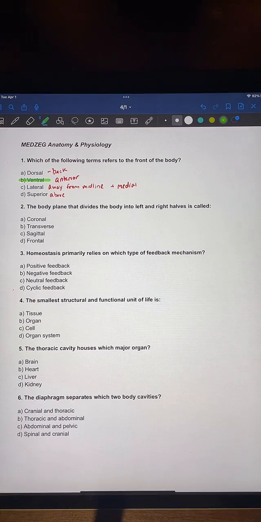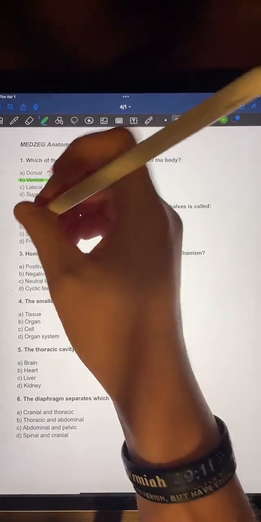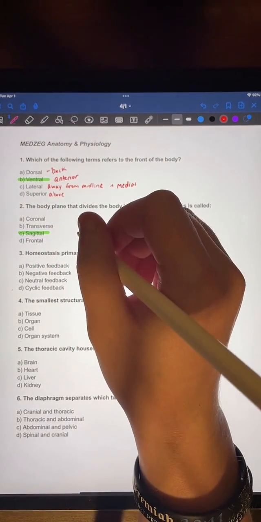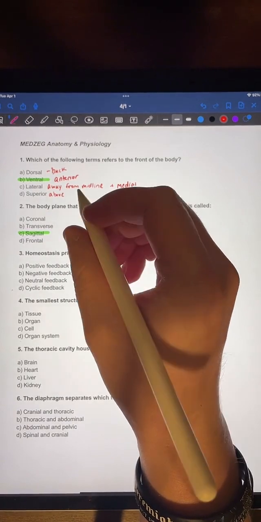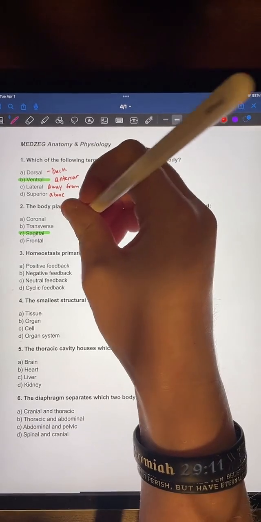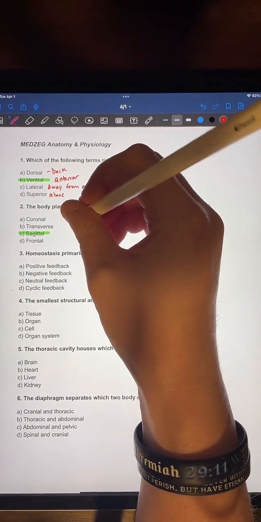Moving on to number 2, the body plane that divides the body into left and right halves is called the sagittal plane. The coronal divides the body into the front and back portions. The way that I think about it, coronal kind of sounds like crown. So if you were to crown somebody, you would do that facing them.